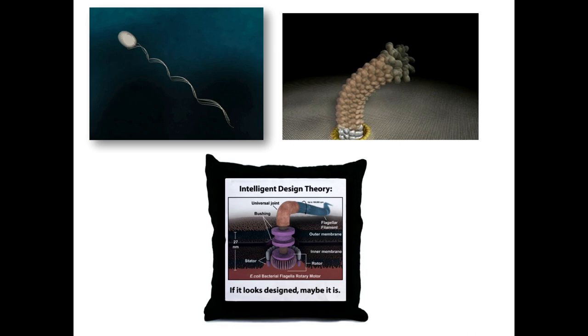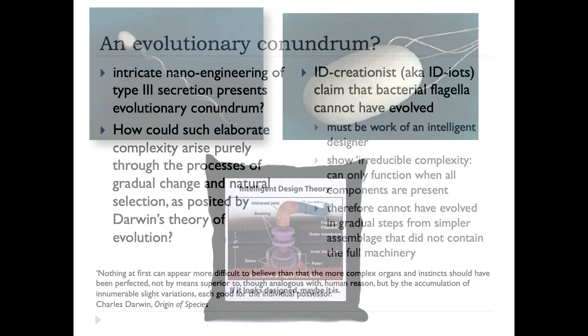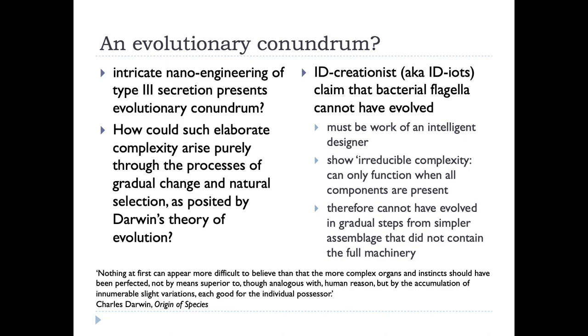It's kind of interesting the way this has come to the fore. And it was an issue even for Charles Darwin in the Origin of Species: the idea that complex organs and instincts could be perfected by means superior to, though analogous with, human reason, by accumulation of slight variations. Now, it is challenging to say, how can you really get there in a series of graded steps, and how can this come about?